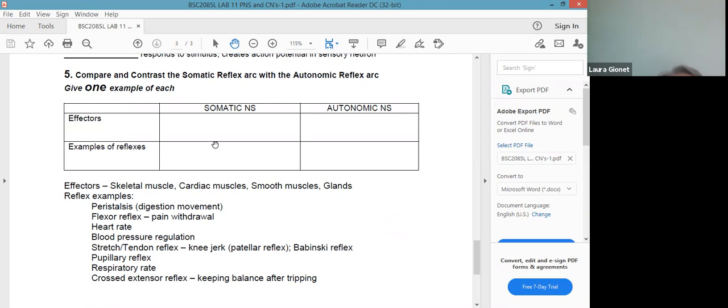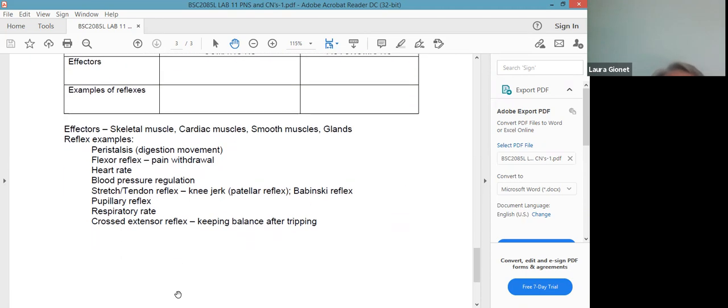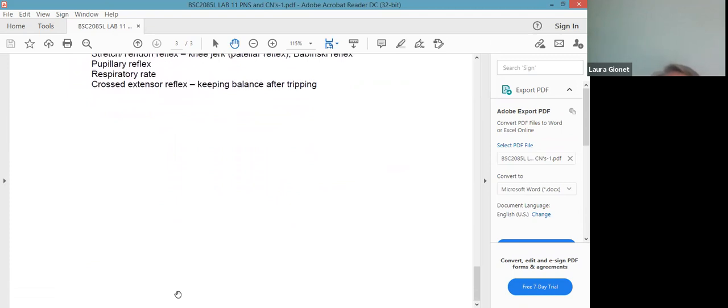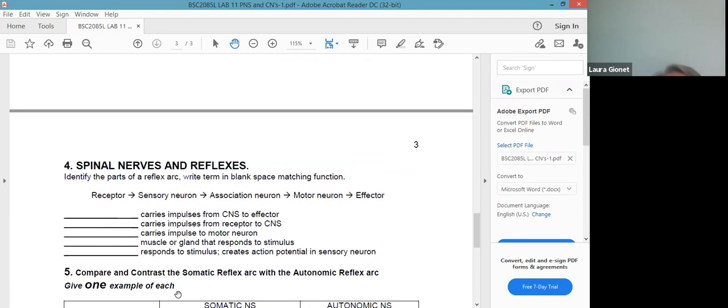Okay, so the only things that go into somatic are the flexor reflex, stretch or tendon reflexes, and the crossed extensor reflex. The stretch and tendon ones are the ones that we talked about in class. And I believe that's it. All right, well, that's it for filling out the sheet.